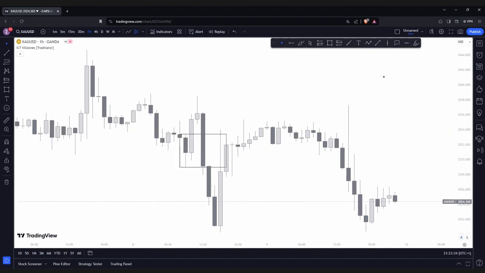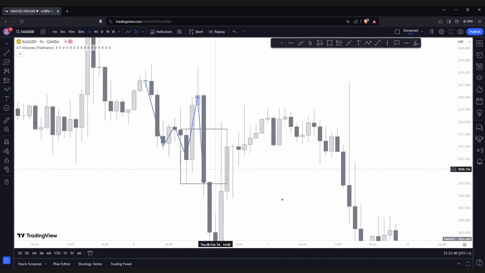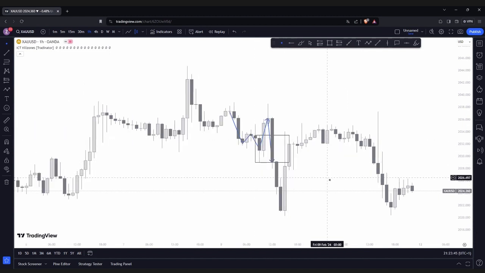Because price here made what? High, low, high, low, high, and then price failed this engulf. Now, when does price fail the engulfs? It's when it is against the storyline, okay? It is when it's against the storyline.